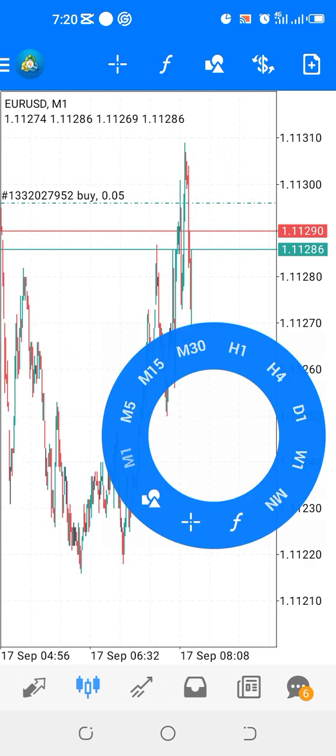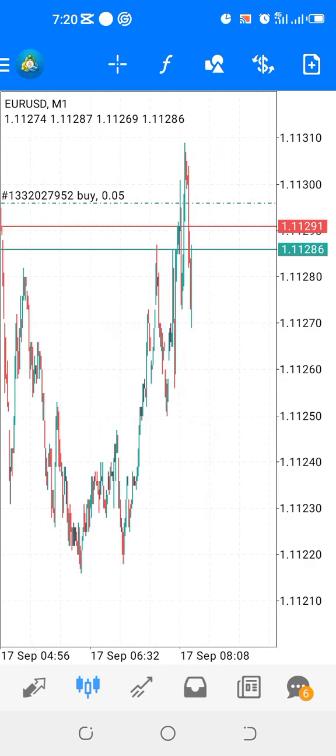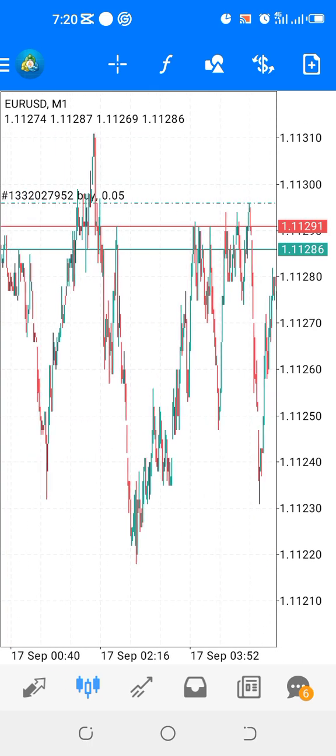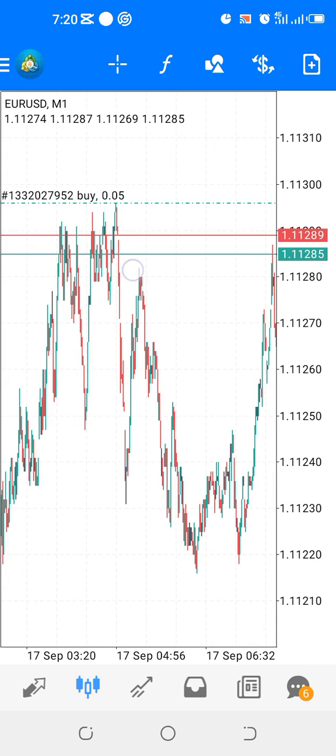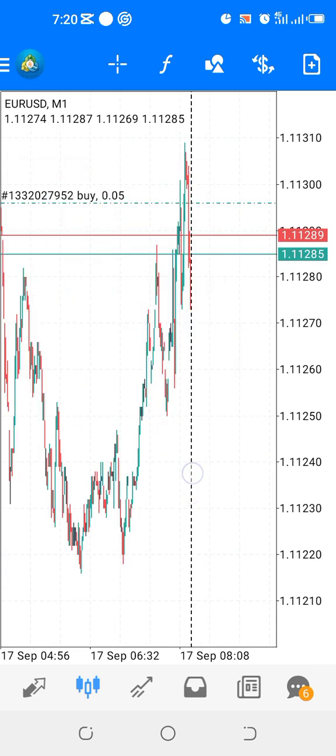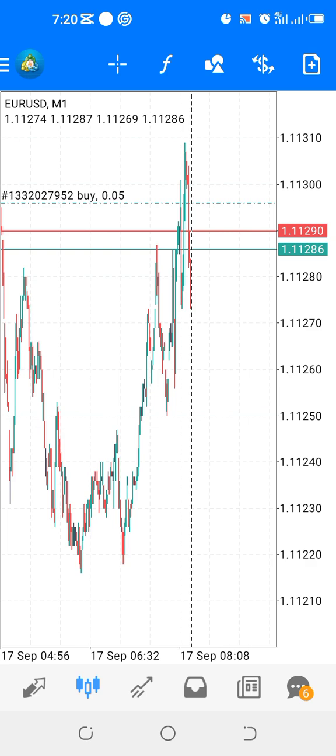For example, this is a trend, an uptrend. The market is going up. And this is another trend, a downtrend. The market is coming down. So that's simply what a trend is.